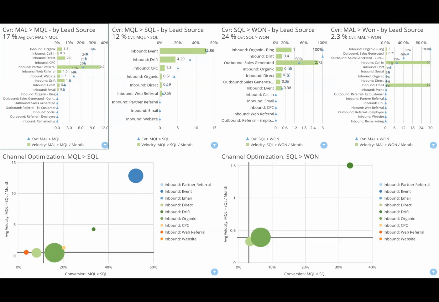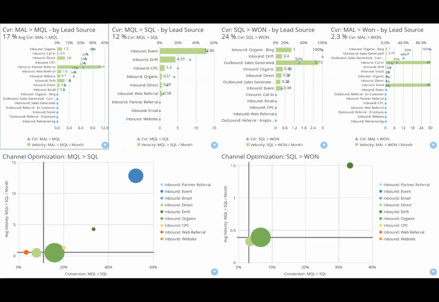I also pivoted the velocity calculation to show something different. Instead of the number of days it takes to convert, I recalculated it to represent the number of conversions, say MQL to SQL conversions, that you typically get on average in a month. So essentially what this means is you want the markers to move to the right, you want the bars to move to the right. That means better performance generally. What immediately jumps out is that inbound organic has high conversion rates and decent throughput. Inbound partner has decent conversion rates and very high throughput.